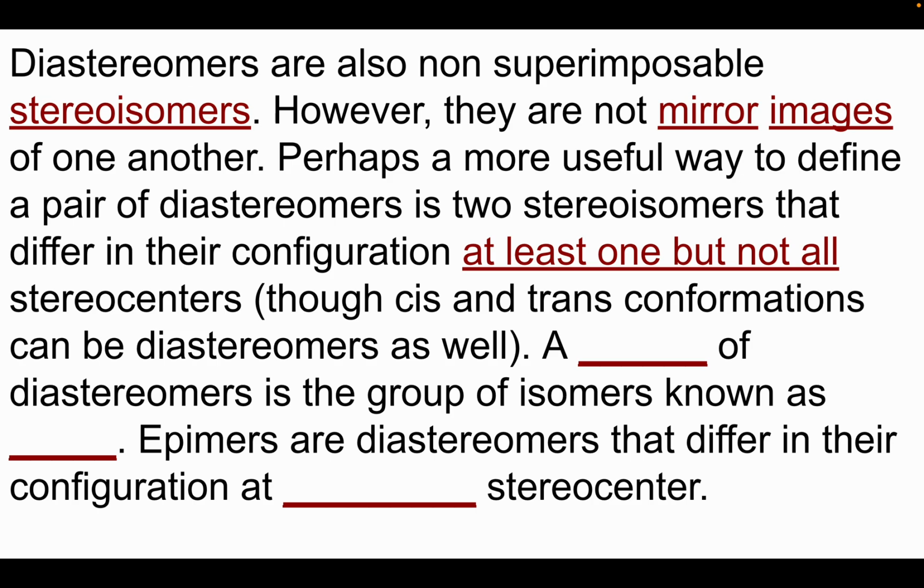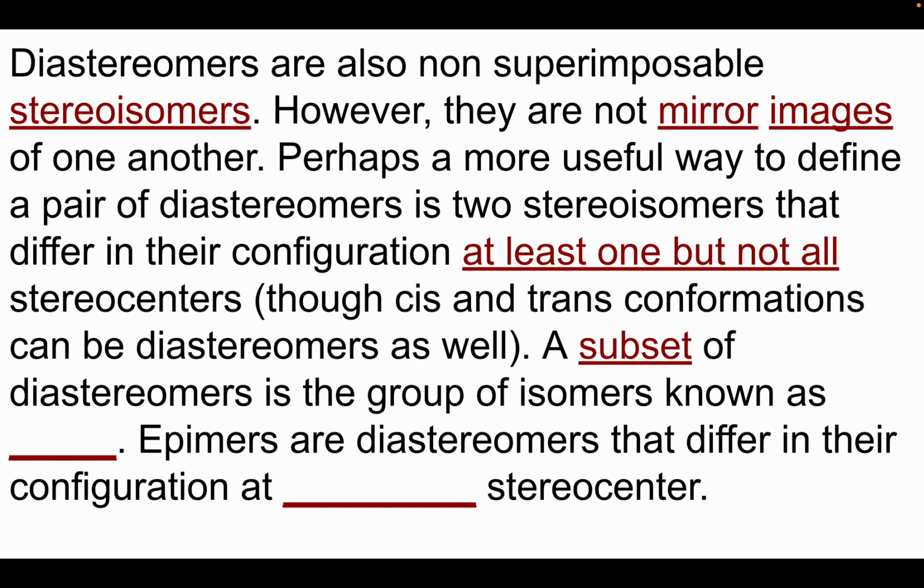And then you could also think of cis and trans conformations as being diastereomers as well. So if you think about molecules with double bonds or ring structures, those could also be considered diastereomers. But we're thinking about stereocenters today. That's why I'm giving you these kind of simplified definitions for stereocenters.